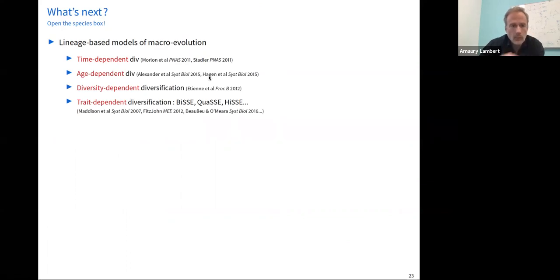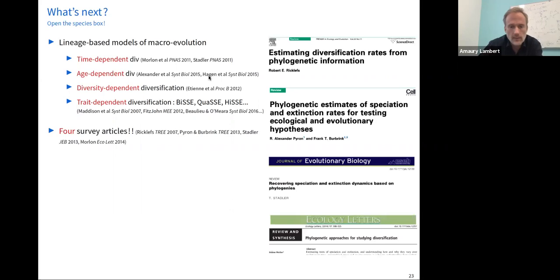And since 2007, and this paper by Maddison et al., there has been a craze about trait-dependent diversification and the methods that are associated with these models: BiSSE for a binary state, QuaSSE for a quantitative state, HiSSE for a hidden state. And actually, these methods have been so popular in the last decade that you could read up to 4 survey articles on this same topic. So I show here on the right the titles of these 4 popular survey articles.